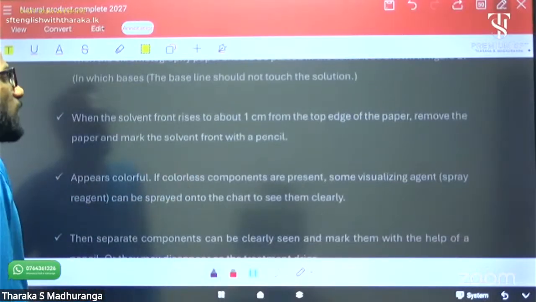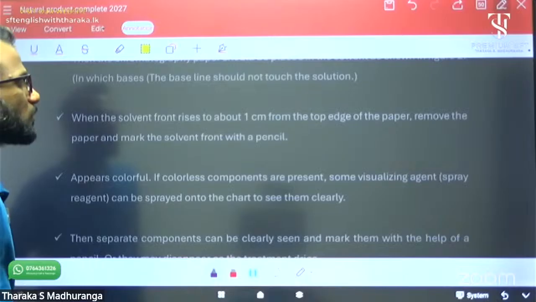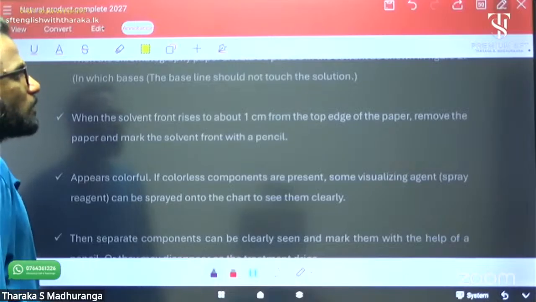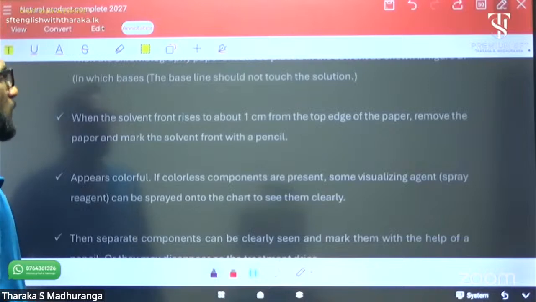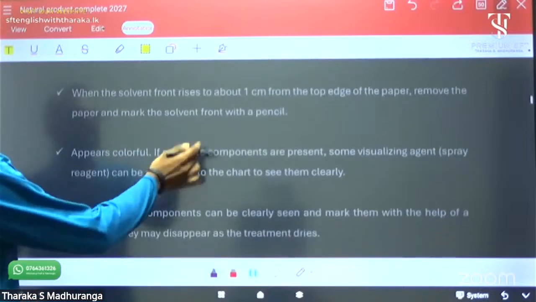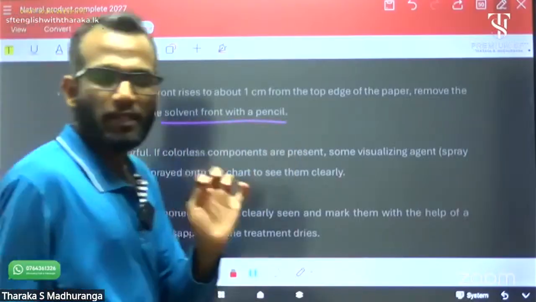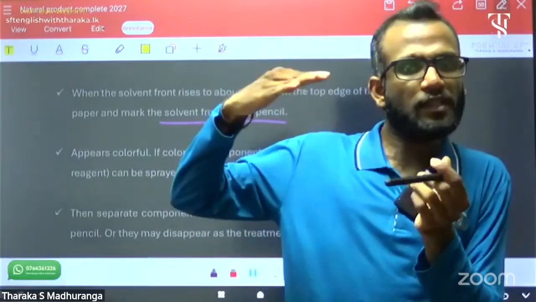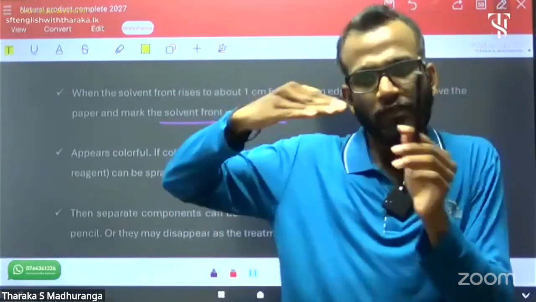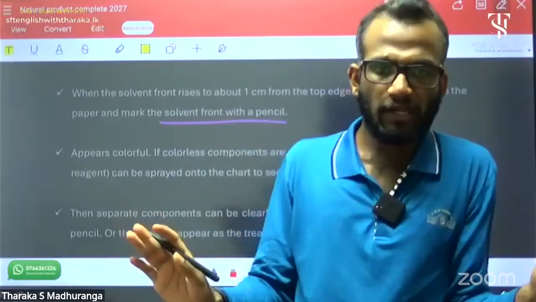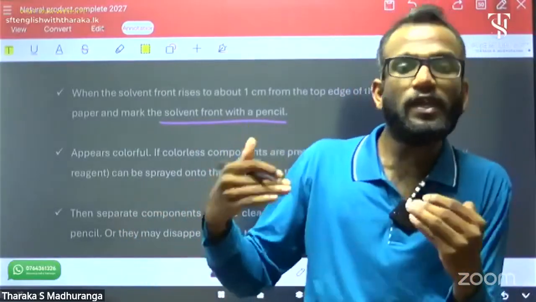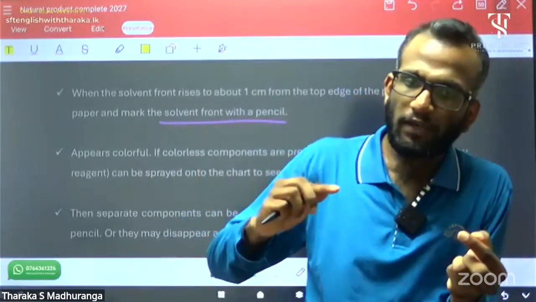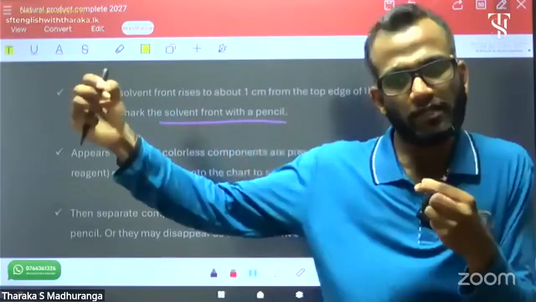When the solvent front rises to about 1 centimeter from the edge of the paper, remove the paper and mark the solvent front with a pencil. Both methods are correct. If you want, in the initial step we can draw the solvent front line. When the solvent level comes to this level, we can take it out, right?